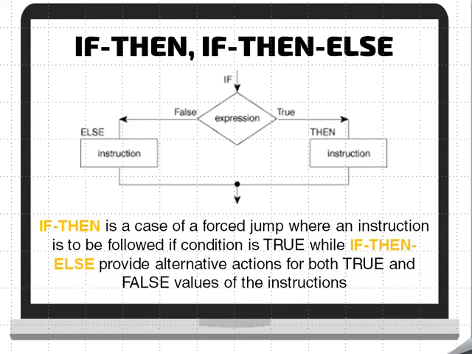So we also have the concept of if-then and if-then-else, which is a sample of a forced jump, which is when the normal sequence in which instructions are executed changes. For the case of if-then, these are instructions to be followed if the condition is true, and if-then-else provides alternative actions for both true and false values of the condition. So for if-then, we only provide what to do if it's true, and for if-then-else, we provide what to do if it's true and if it's otherwise.